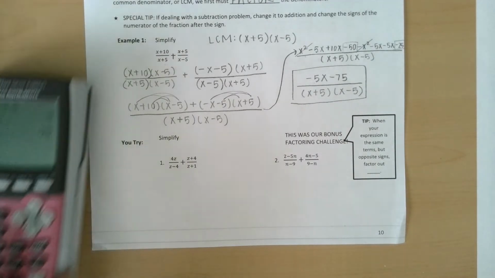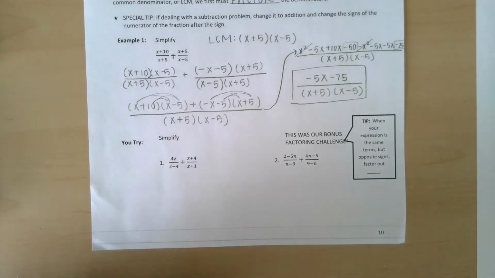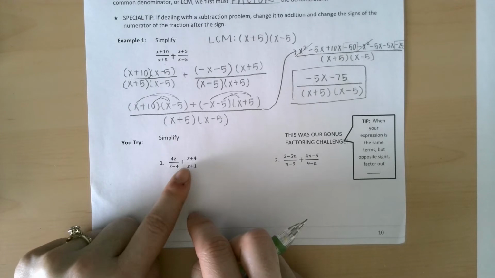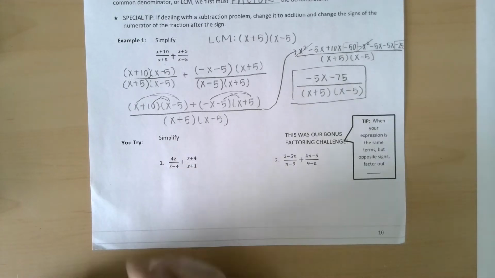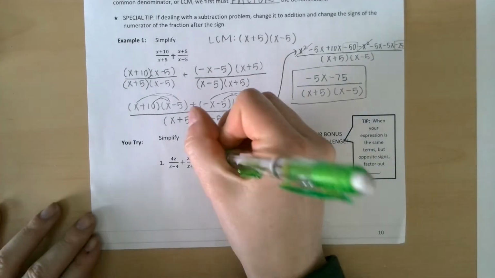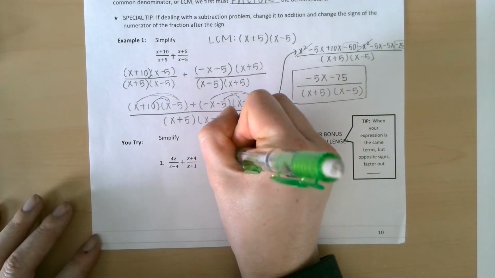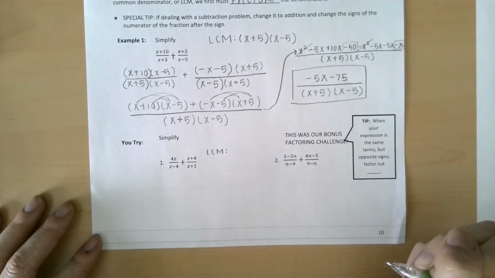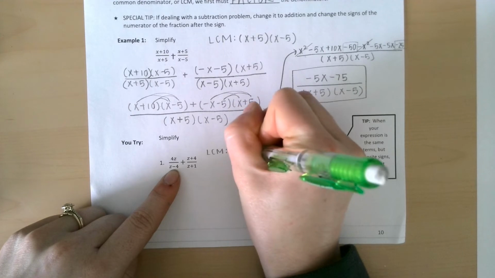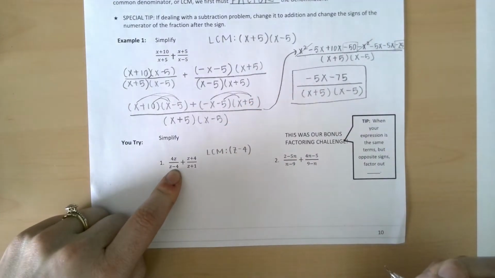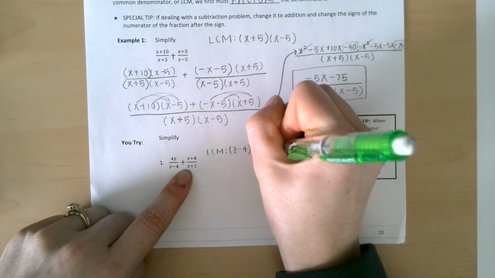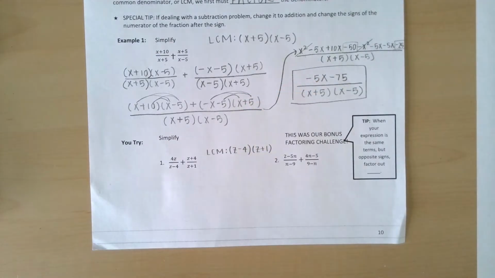Okay, let's go through another one together. So number 1 gives me 4z over z minus 4, z plus 4, z minus 1. Again, I'm noticing that I do not have anything here that can factor, so I can jump right away to finding my LCM. On the left, I have z minus 4 in the denominator, so I definitely need z minus 4 in my LCM. In this denominator, I had z plus 1, so I'll stick that in the LCM as well.